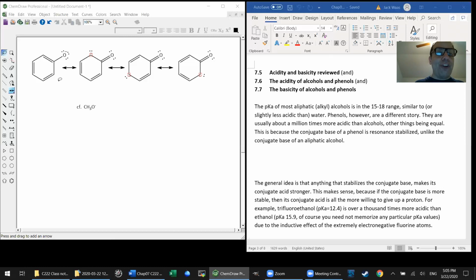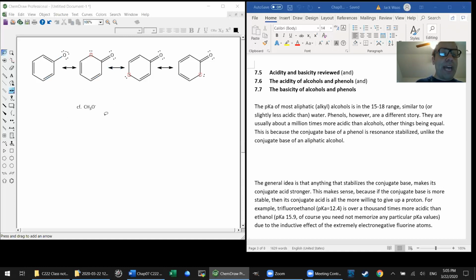And so what this shows is that phenol is rather happy to give up that H+, because when it does so, you get something that's very well stabilized by resonance. The conjugate base of phenol is well stabilized by resonance, because the minus charge is delocalized. It's not sitting just on the oxygen. It's partly on the oxygen and partly on the benzene ring.